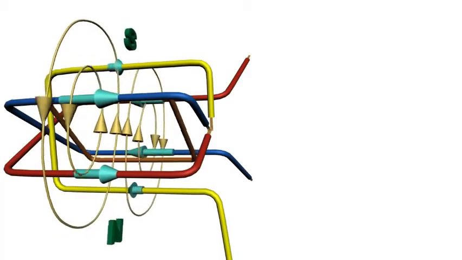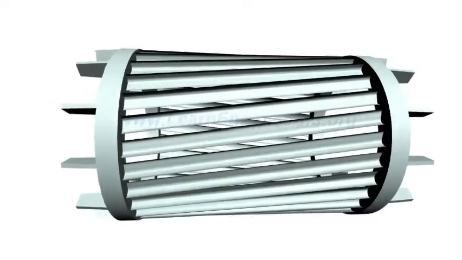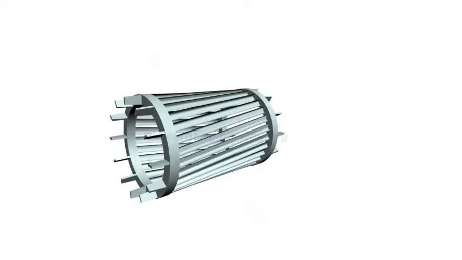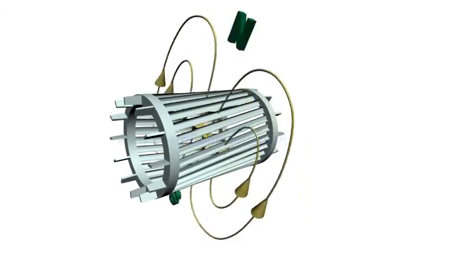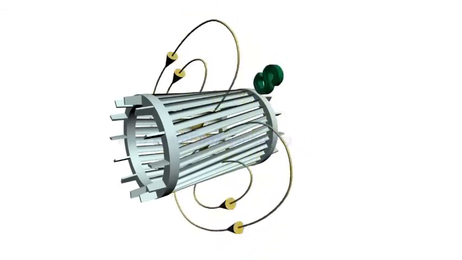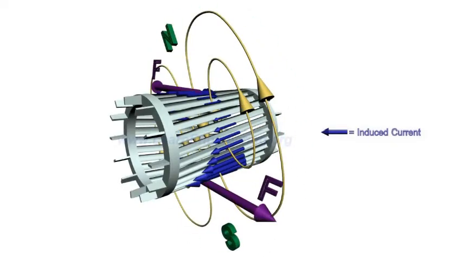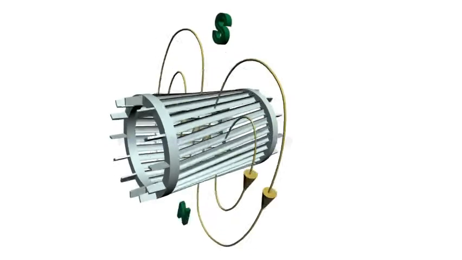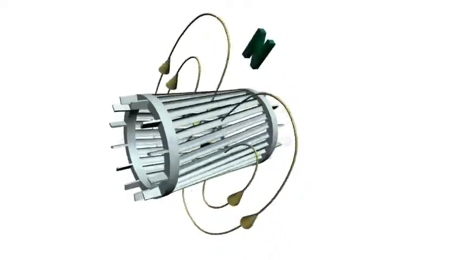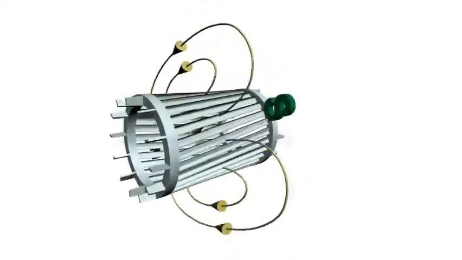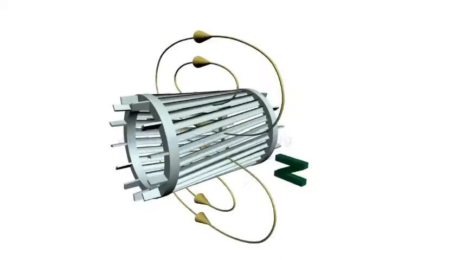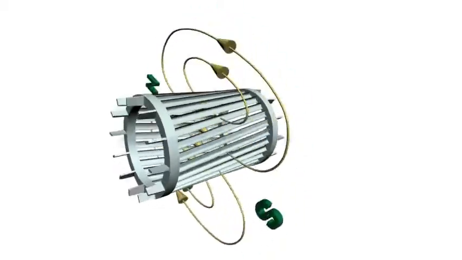A similar phenomenon happens inside an induction motor also. Here, instead of a simple loop, something very similar to a squirrel cage is used. Three-phase AC current passing through stator winding produces a rotating magnetic field. So, as in the previous case, current will be induced in bars of squirrel cage, which is shorted by end rings, and will start rotating. That's why it's called an induction motor. Electricity is induced in the rotor by magnetic induction rather than direct electric connection.